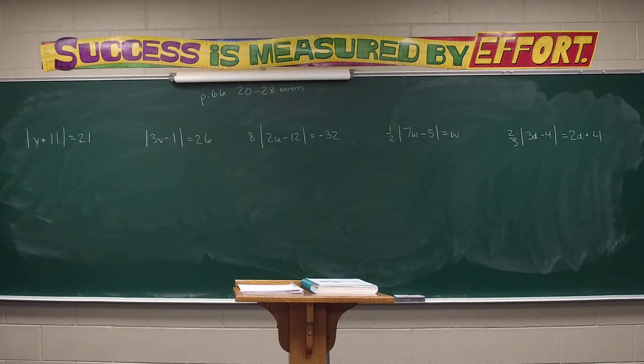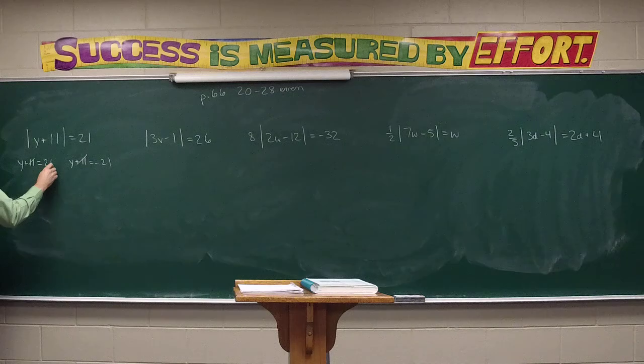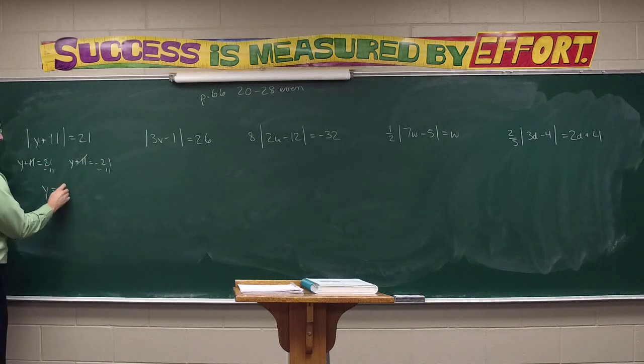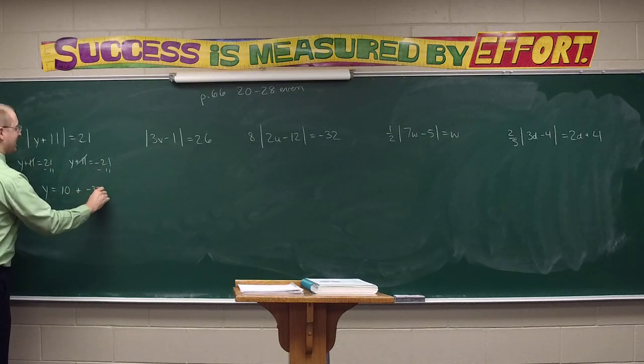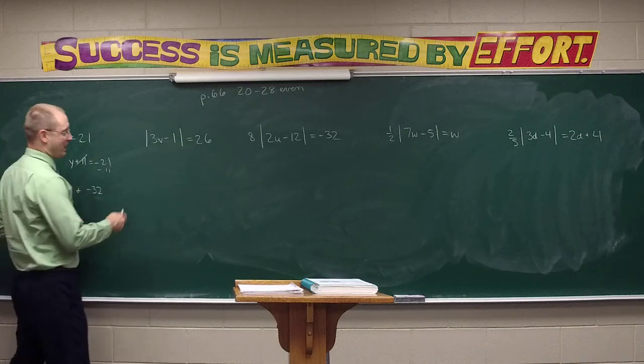So I'm ready to make my two equations, Maddie. In both cases, we're going to move it over as a negative 11 to get what? Two answers for y. 10 and negative 32 is correct. Look at the next one. Again, we're ready to make our two equations.